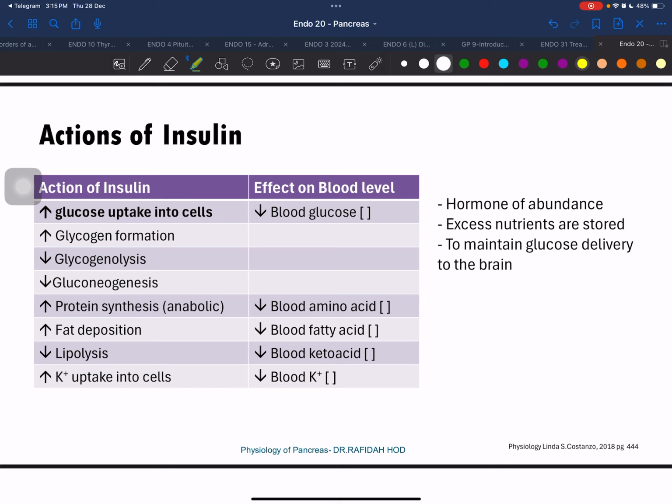Okay, so maknanya insulin kita in some books dia describe as hormone of abundance. Sebab dia dikeluarkan when there are a lot of glucose, a lot of amino acids, a lot of fatty acids. So in those conditions, those nutrients ada banyak. So insulin nak masukkan ke dalam sel untuk to be stored so that it can be used when it is needed, and also to maintain the glucose delivery to the brain.